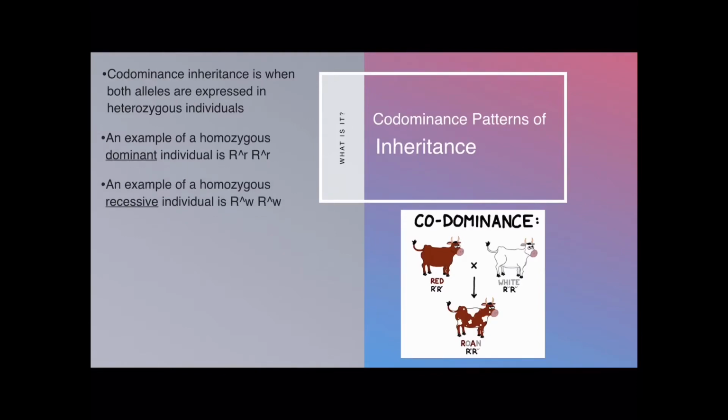WW would result in a white cow as shown in the top right-hand corner of the example picture, and this is the homozygous recessive allele. RW would result in a blend of red and white, or a spotted cow as shown in the middle of the example picture, and this is the heterozygous offspring from the two parents.